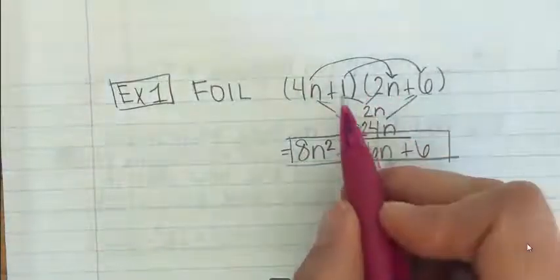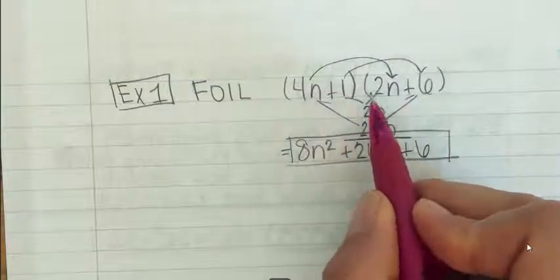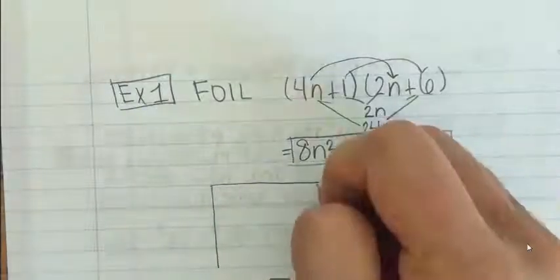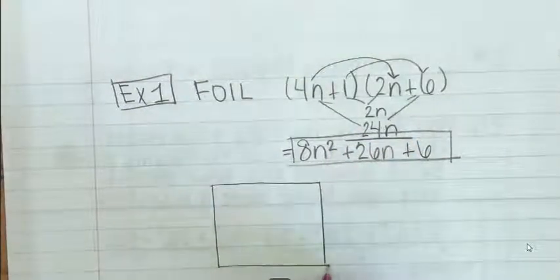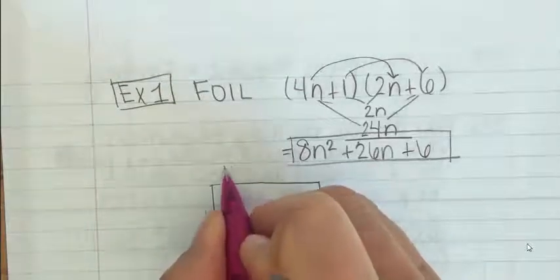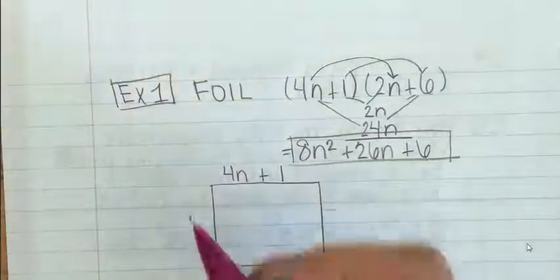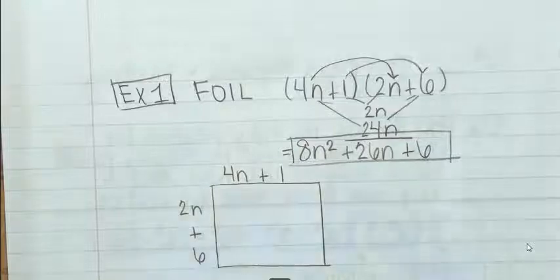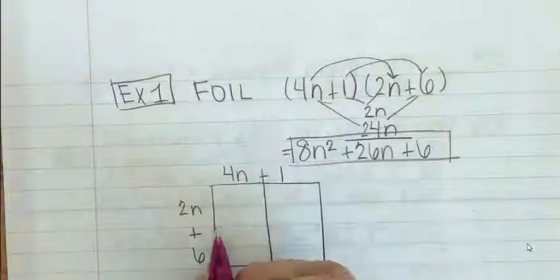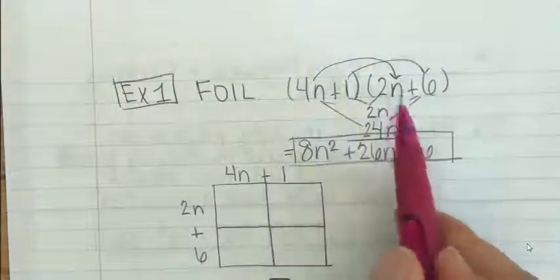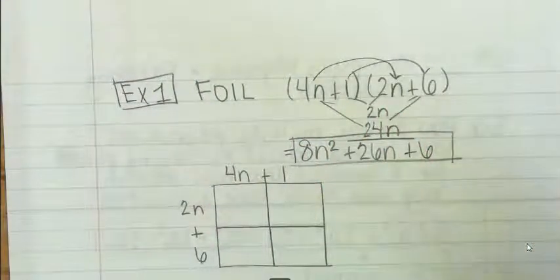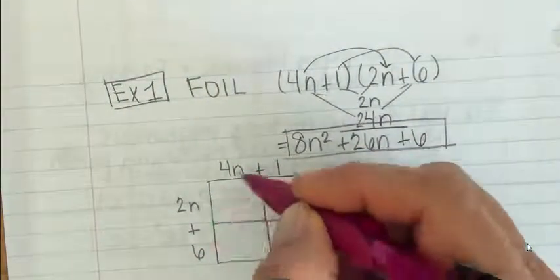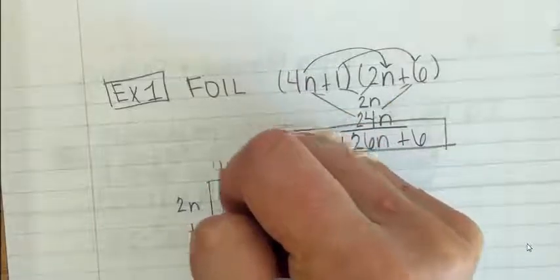So another way that you can do this, because multiplication, think of this as like multiplying base times height. So if I were to create a box, and I tell you, okay, this side right here will be like 4n plus 1, and this side right here will be like 2n plus 6, I can then multiply and get the total area of this. So basically when you're multiplying these two binomials, it's like taking these dimensions, the base and the height, and getting an area. So I can take my first two terms and multiply them. That gives me that 8n squared.